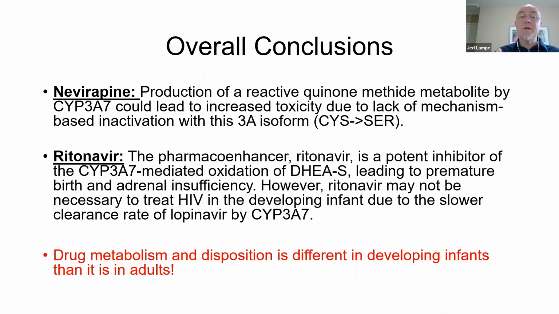However, ritonavir may not be necessary to treat HIV in the developing infant due to the slower clearance rate of lopinavir, the active drug, by CYP3A7. And if you've only taken one thing home with you today after this talk, I hope that it's that drug metabolism and disposition is different in developing infants than it is in adults. And you can't just extrapolate from the adult in all cases and expect drug clearance to be the same in the infant.